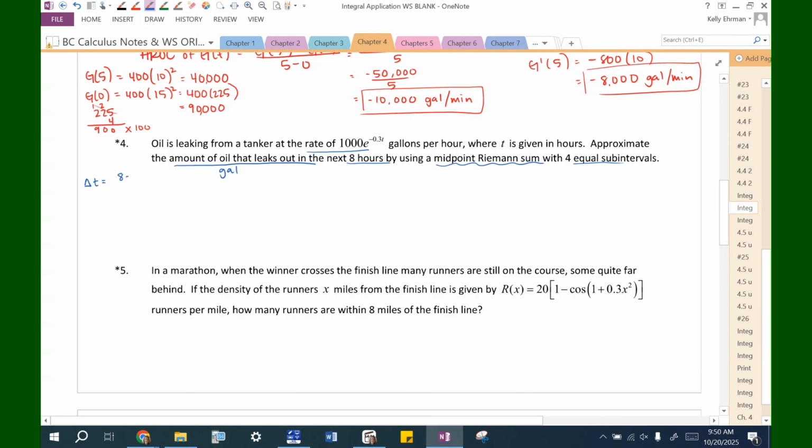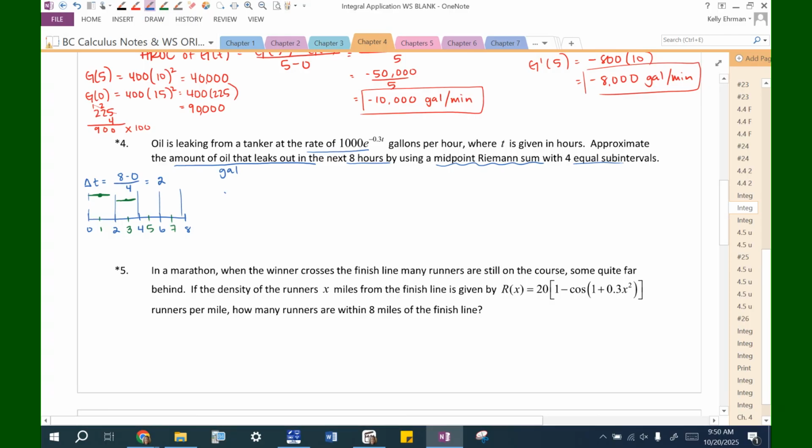Delta t is 8 minus 0 over 4 equal subintervals, so 2 hours for each interval. And we're going from 0 to 8. So if you cut that into 4 equal parts, count these every 2 hours, those are our subintervals. And then remember, I'm not actually graphing this, but this says a midpoint Riemann sum, so really the height of your rectangle is here. So the midpoint is at 1, 3, 5, and 7.